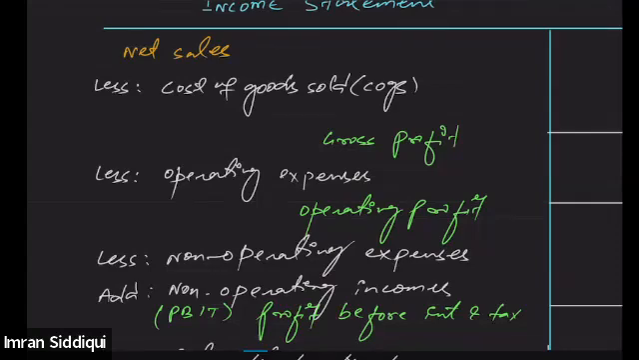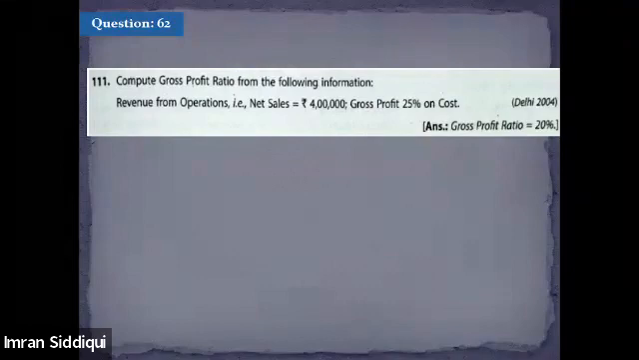Sir, but if net sales minus COGS is gross profit, then why did they give gross profit is 25% on cost? That is why I'm asking you to calculate it. There is no problem with the question. Question is absolutely right. Anyways, let me show you how we can solve this question. It says compute gross profit ratio, not gross profit. It is asking us to find out the gross profit ratio from the following information. Revenue from operation is given, net sales is given, gross profit is 25% of cost.